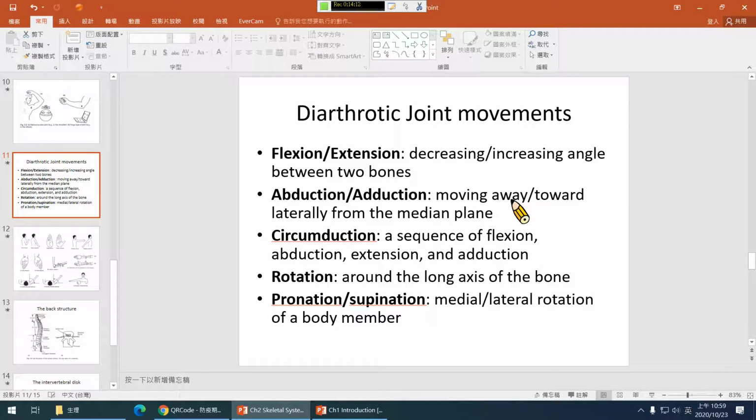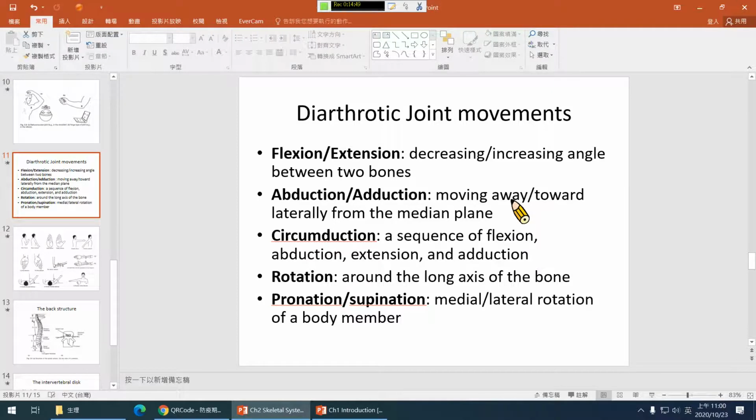So moving away. Moving away from where? Actually, if you look at it, it says from the median plane. Remember? The sagittal plane is this plane that separates into right and left. So if I show you this movement, this is shoulder abduction, because you're moving away from the median, the sagittal plane. Shoulder abduction, okay?